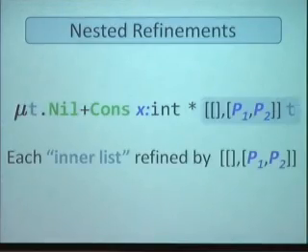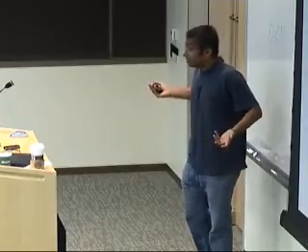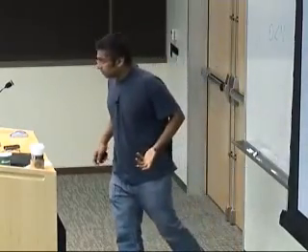You could use the matrix twice in the recursive type. You could have different matrices. Exactly, you could have different matrices at different places.